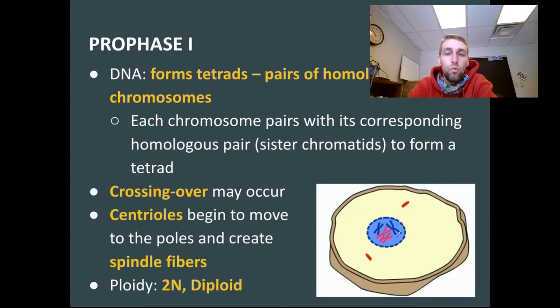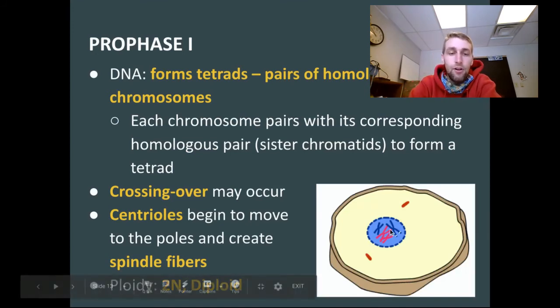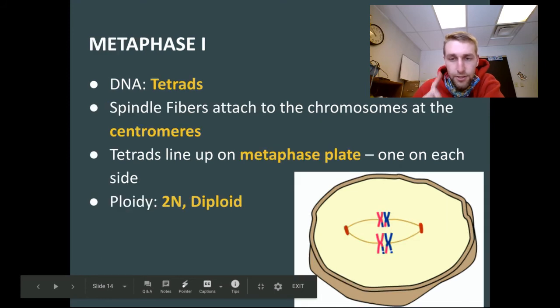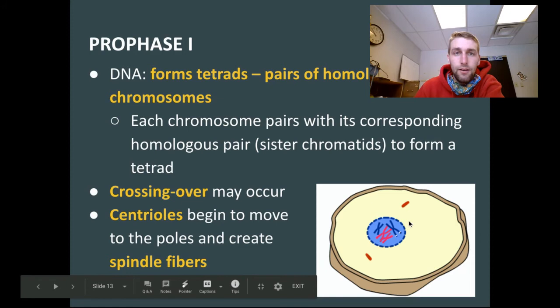Next comes prophase 1. In this step, the DNA forms tetrads. So homologous chromosomes pair up. So the copy of chromosome 1 from mom pairs with a copy of chromosome 1 from dad. Chromosome 2 from mom pairs with chromosome 2 from dad. Crossing over can happen at this stage, prophase 1, where the homologous chromosomes will switch little pieces. Centrioles move to the poles, the opposite ends of the cell, and the spindle fibers will start to assemble. The cell is still diploid here. You can tell that because if you look at our cell, we've got 4 chromosomes total, 1, 2, 3, 4. We know it's diploid because there are 2 copies of each, 2 big, 2 small.